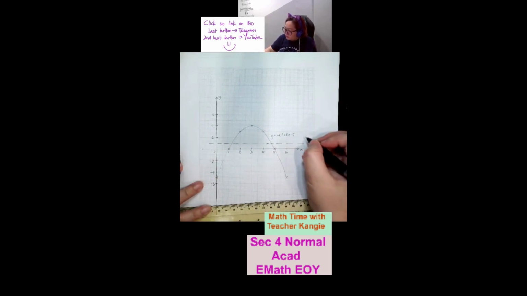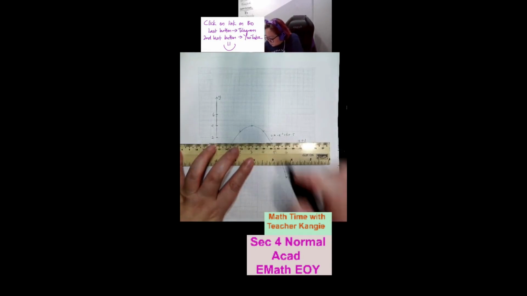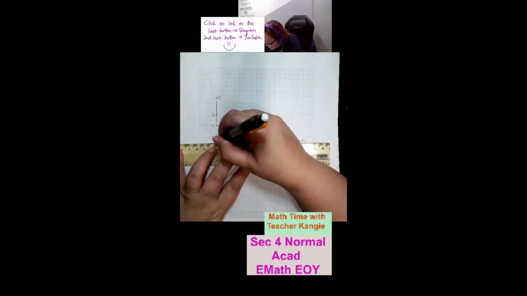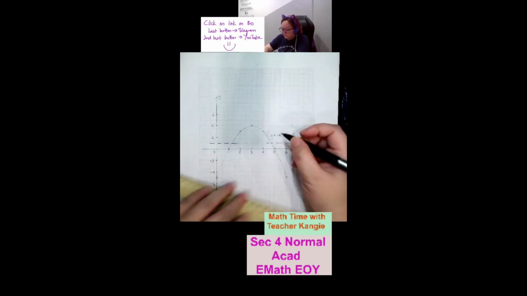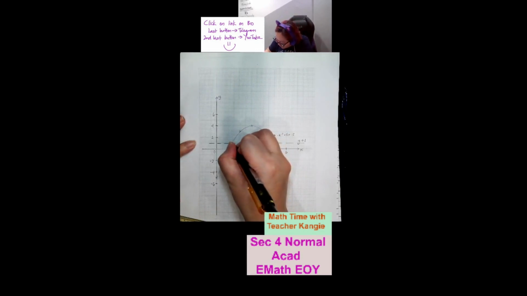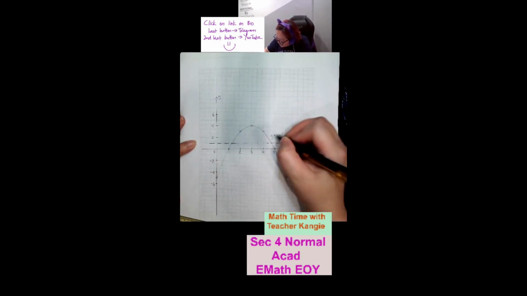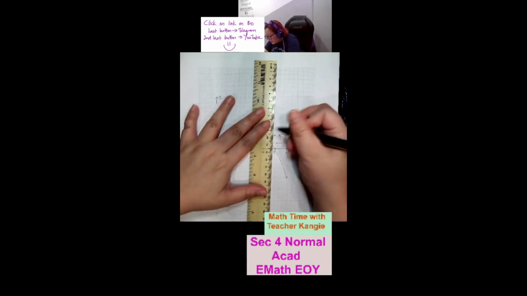So over here, you will label this as y equals to 1. Y equals to 1 is a horizontal line. Then after that, your task is to find out where your line cuts the curve. Okay? Where your line cuts the curve. So we will have this point here as well as this point here. Then you need to draw the dotted line down.